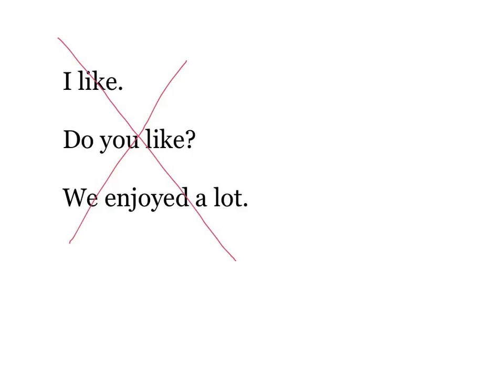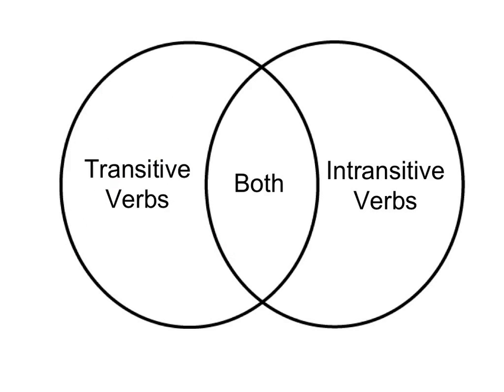Hopefully, by the end of this presentation, you will be able to explain why verbs such as like and enjoy cannot be used in this way. Okay, so the short explanation that one could give for why those sentences were wrong is that it has to do with transitive and intransitive verbs. Some verbs are both transitive and intransitive.